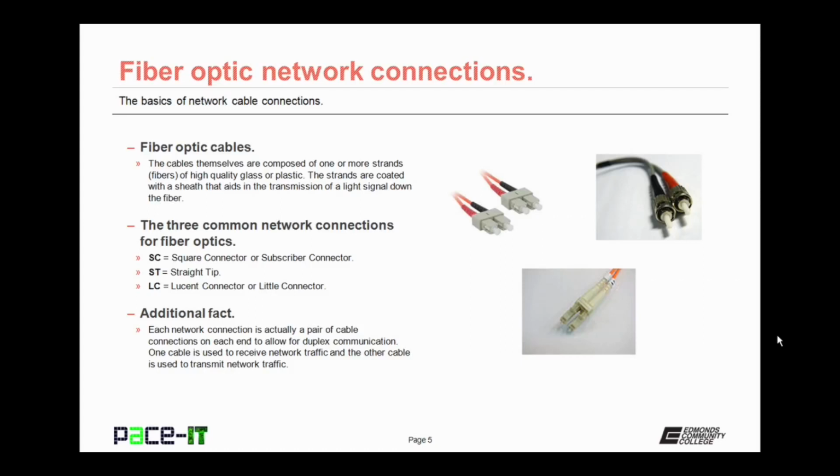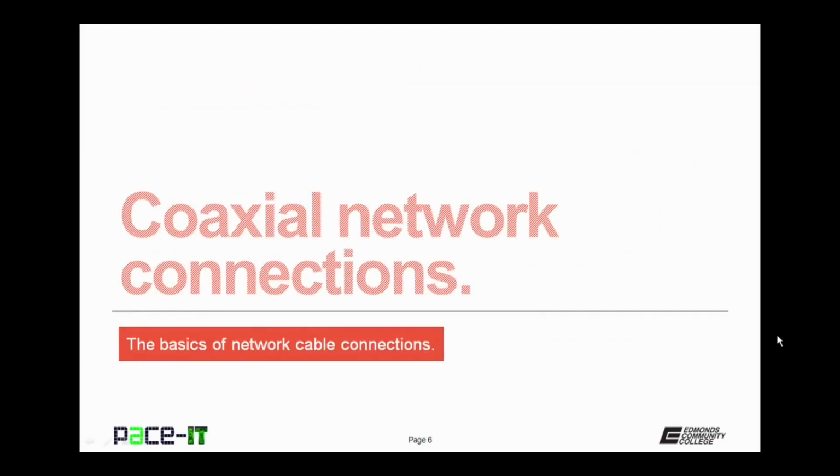Now, when fiber optics are used in networking, each network connection is actually a pair of fiber optic cables. One cable is used to receive network traffic, and the other cable is used to transmit network traffic. This allows for duplex communication. Now let's move on to coax network connections.